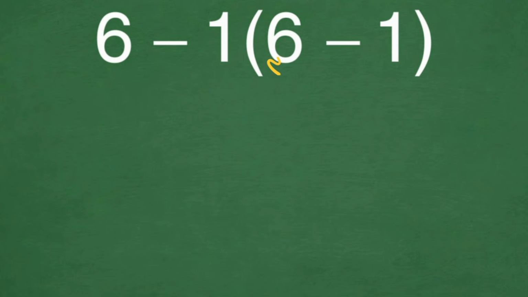So here we have parentheses, multiplication and subtraction. In case you don't know, if a number is placed next to parentheses, it means multiplication, right? So 1 is going to be multiplied by the difference of 6 minus 1. So keep that in mind. So 6 minus 1 is the first thing to solve, since it is inside the parentheses, and parentheses is the first thing to solve. So 6 minus 1 gives us 5.